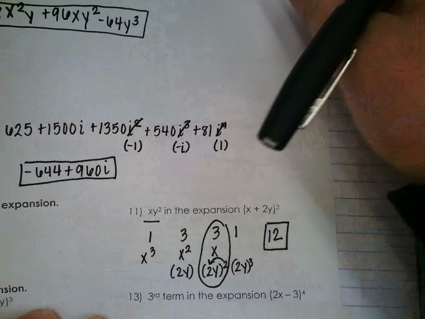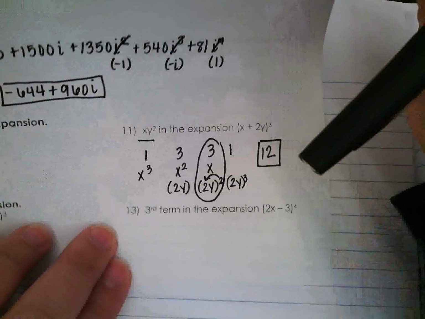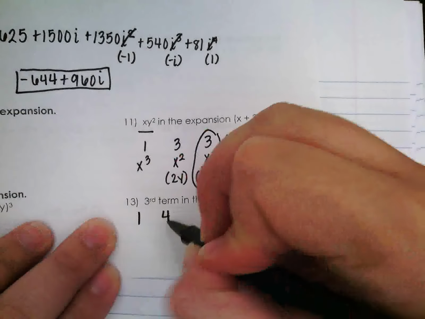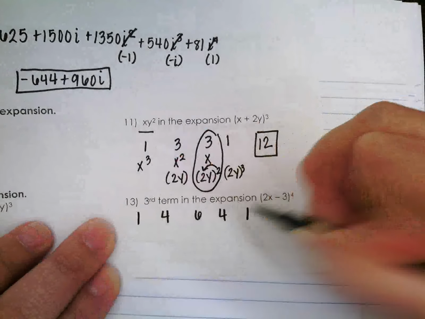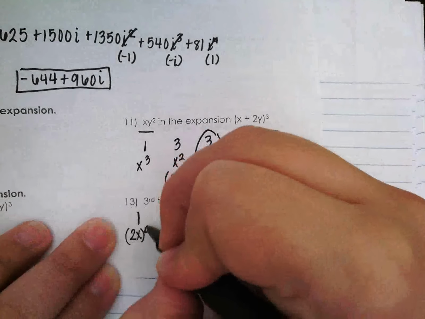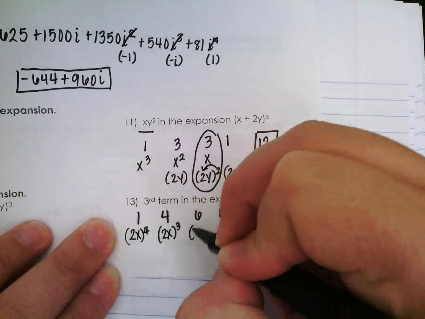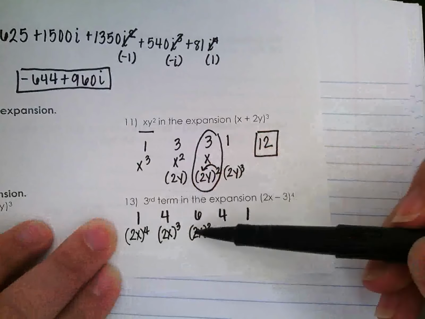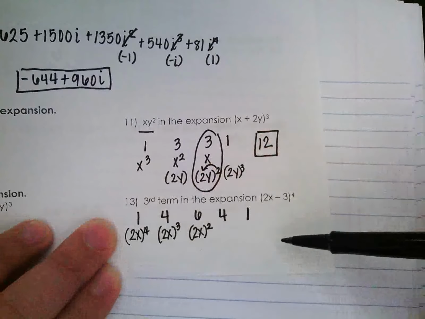Alright, on 13, it's asking me for the third term. So I'm going to do a similar thing, and I'm only going to actually work out the third term. So we know we've got 1, 4, 6, 4, 1. And I know I've got 2x to the fourth, 2x to the third, 2x squared. Now because I'm only looking for the third term, I'm not going to continue on with the 2x.